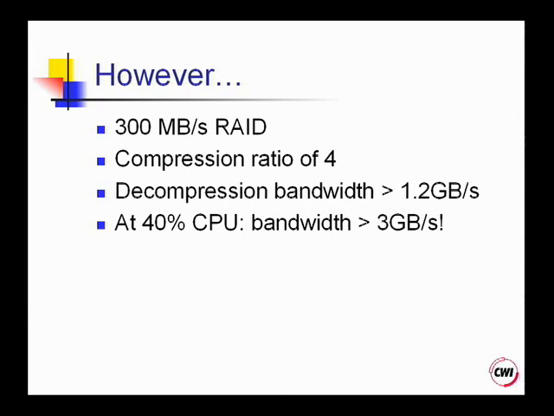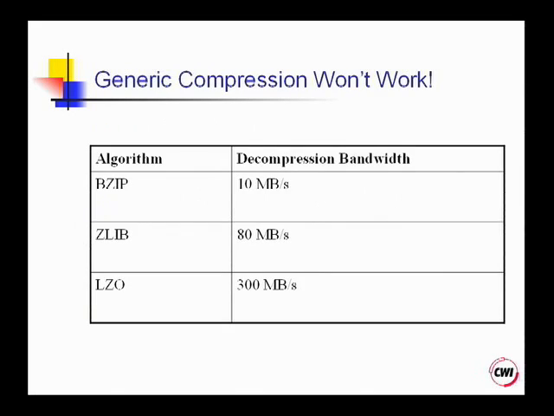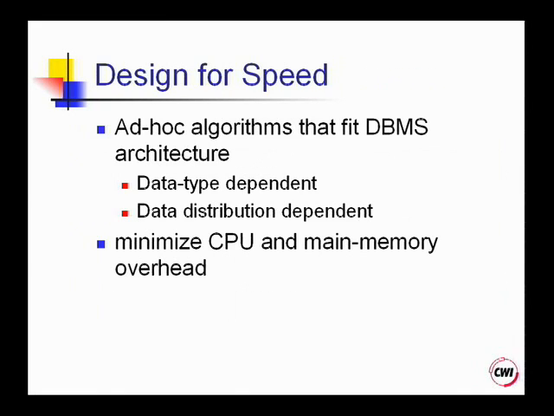However, let's look at an example. We have a 300 megs per second RAID, compression ratio of 4. This would already require a decompression bandwidth of 1.2 gigabytes per second uncompressed data generation. And that assumes 100% CPU utilization, but we also need the CPU for the query processing. So at 40% CPU for decompression, we already need 3 gigabytes per second decompression bandwidth. And clearly, generic compression algorithms won't work for this scenario, as you can see in these example decompression speeds. Even the LZO, which is considered very fast, doesn't achieve the speeds we want.